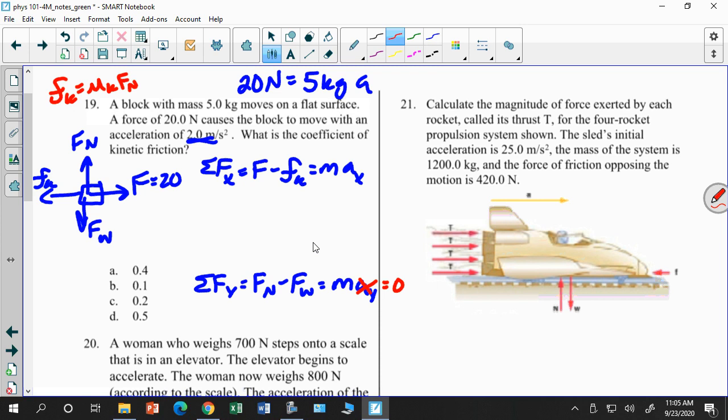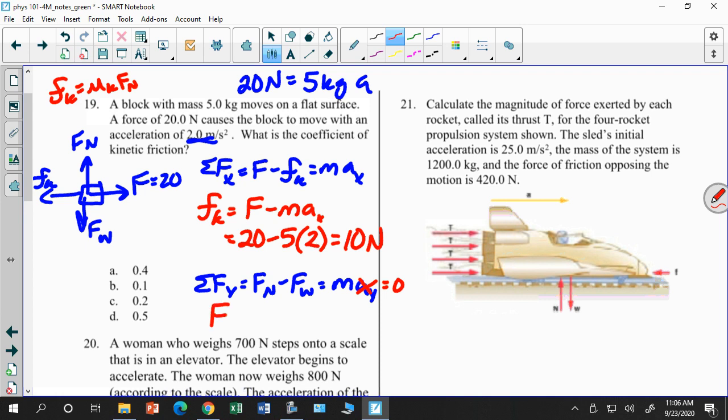I have to find Fk. I can do that. I can say Fk is equal to F minus max, which is 20 minus 5 times the acceleration, which is 2. So that's equal to 10 newtons. That is my frictional force, the 10 newtons that's retarding it from going faster.